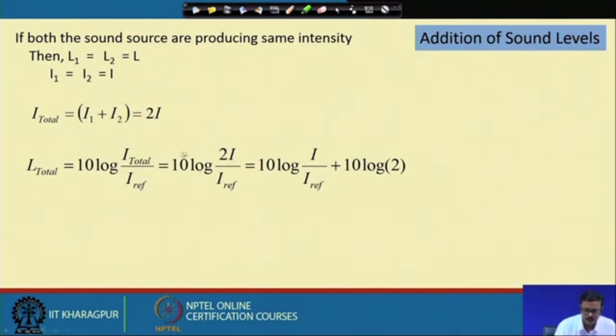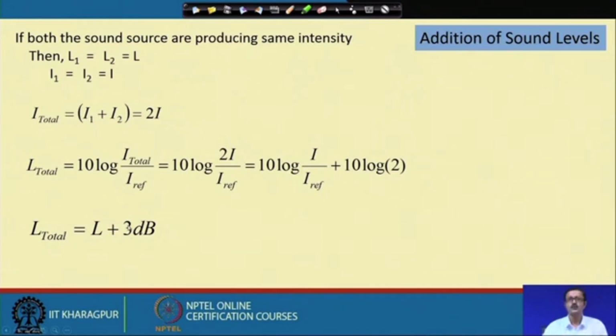Now, we can separate it out: one term is 10 log of I by I reference, plus 10 log of 2. What is this 10 log of I by I reference? It is nothing but any one of the levels. So, this is the level which I am going to add, plus 10 log 2. Log 2 is 0.3, so 10 log 2 is 3.